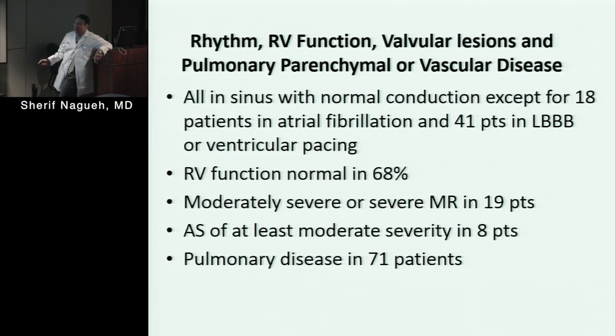Pulmonary disease was relatively common, in 71 cases, which reflects the fact that many times patients with pulmonary disease go for right heart cath to know why they are short of breath or to assess their hemodynamics in response to some of their treatments. For this, what were the exclusion criteria? The only 2 exclusion criteria were cardiac transplants and patients with complex congenital heart disease.